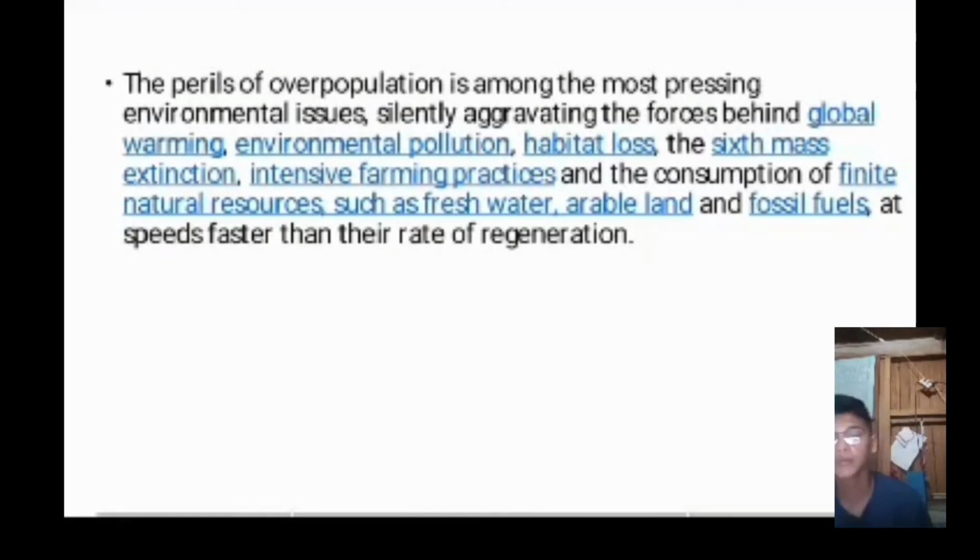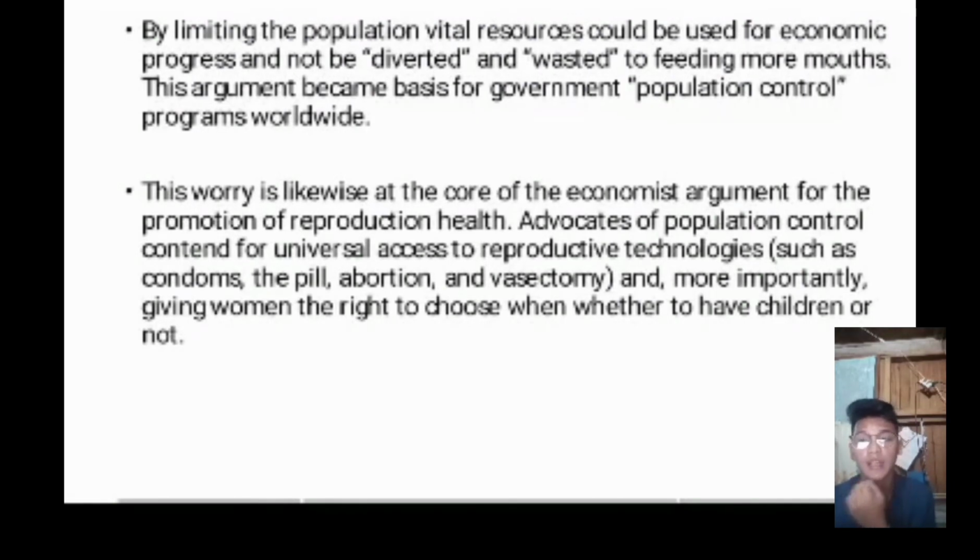The perils of overpopulation are among the most pressing environmental issues, silently aggravating the forces behind global warming, environmental pollution, habitat loss, the sixth mass extinction, intensive farming practices, and the consumption of finite natural resources such as fresh water, arable land, and fossil fuels at speeds faster than their rate of regeneration. So, by limiting the population, vital resources could be used for economic progress and not be diverted and wasted to feeding more mouths.